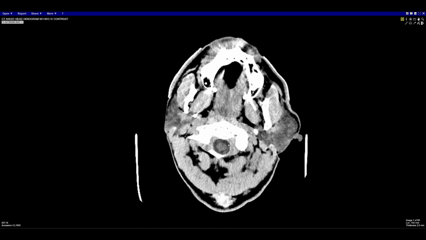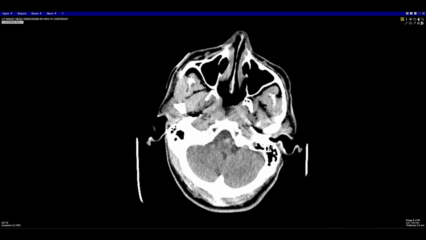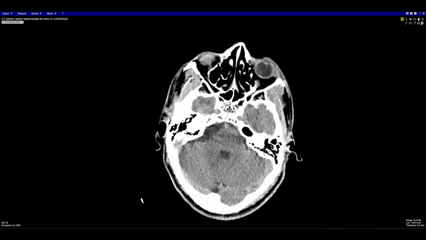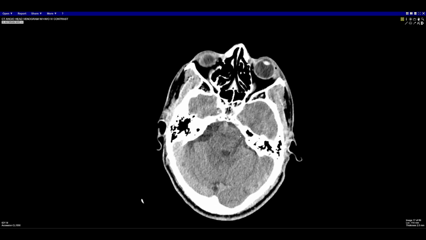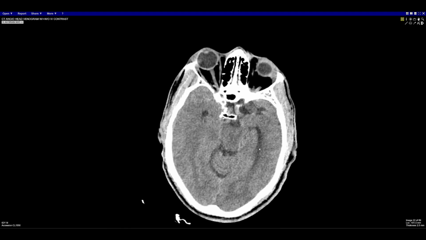We're going to follow our regular search pattern, starting at the bottom. You see the brain stem here, some CSF around it. Looks okay. So far, so good. Fourth ventricle, normal CSF spaces, kind of feeling okay.